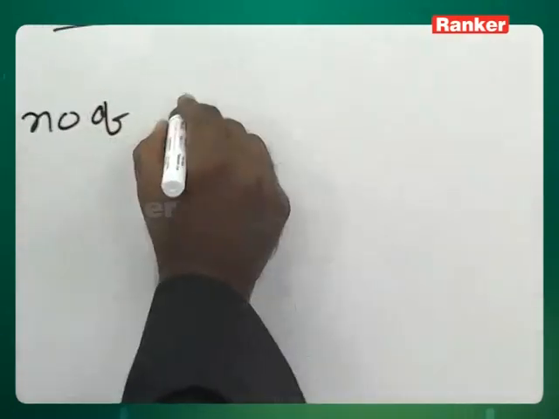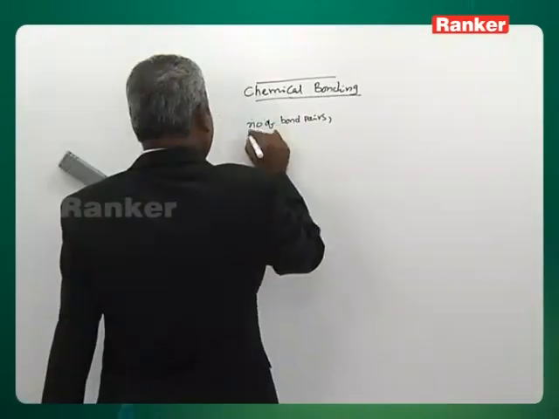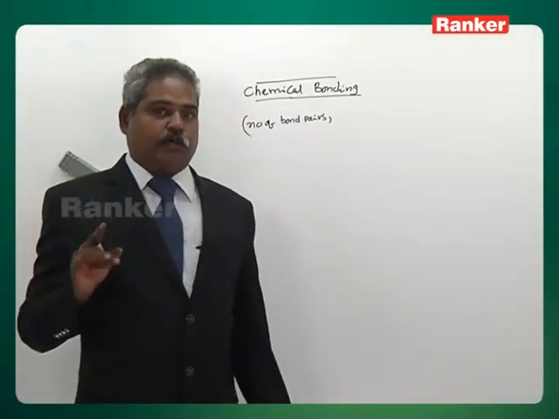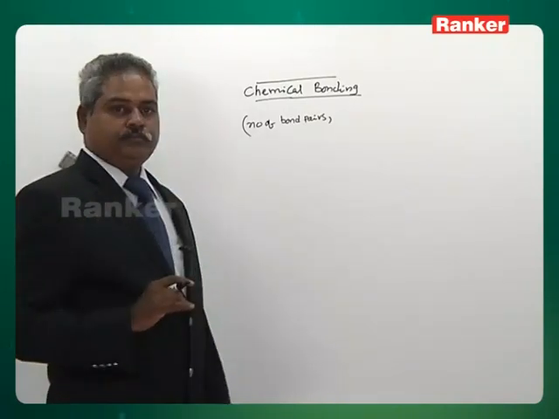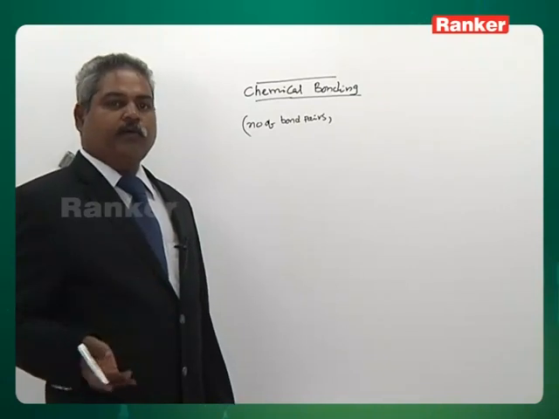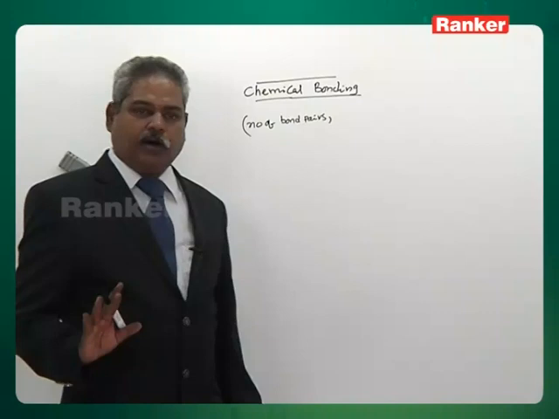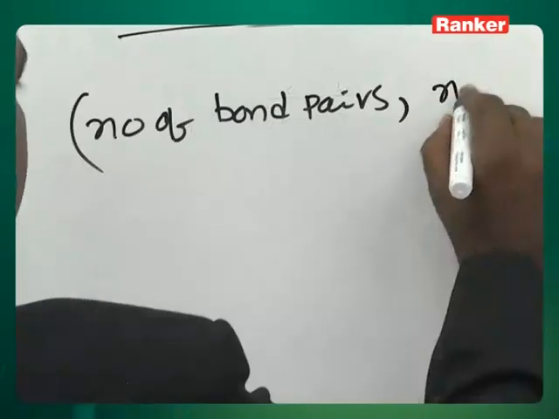number of bond pairs. You may be mistaken, I am not talking about the number of bonds. It is the number of bonded atoms. Number of bond pairs means the number of atoms that are coming to form bonds. Whether they form one bond or two bonds, it is the number of guest atoms, number of bond pairs, number of lone pairs.